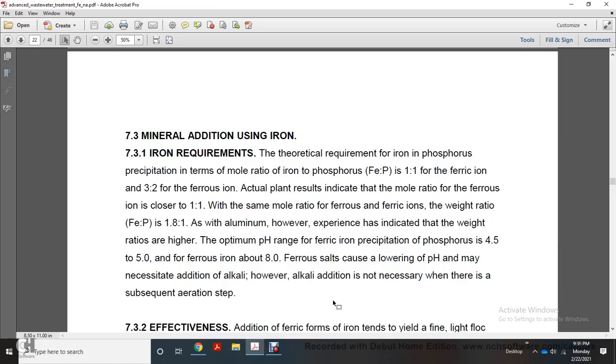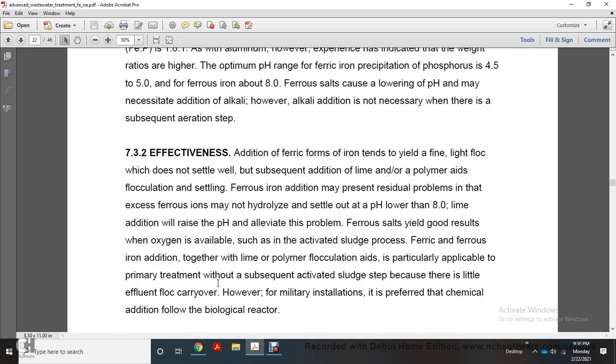Aluminum, however, experience indicated the weight ratio is higher. The optimum pH range for ferric iron precipitation of phosphorus is 4.5 to 5. For ferrous iron it is about 8. Pure salts cause lowering of pH, which may necessitate the addition of alkaline. However, alkaline addition is not necessary if there is a subsequent aeration step.